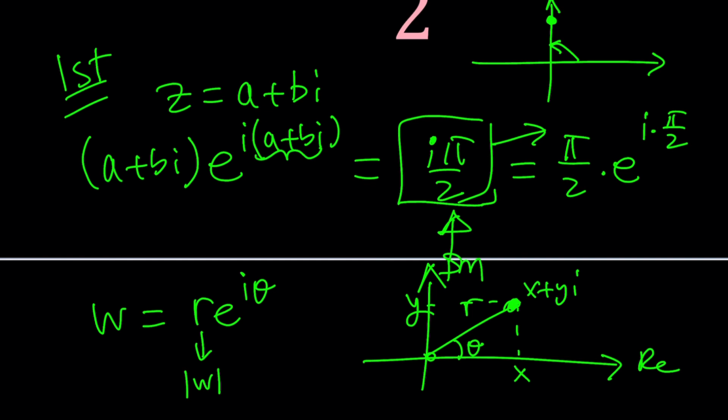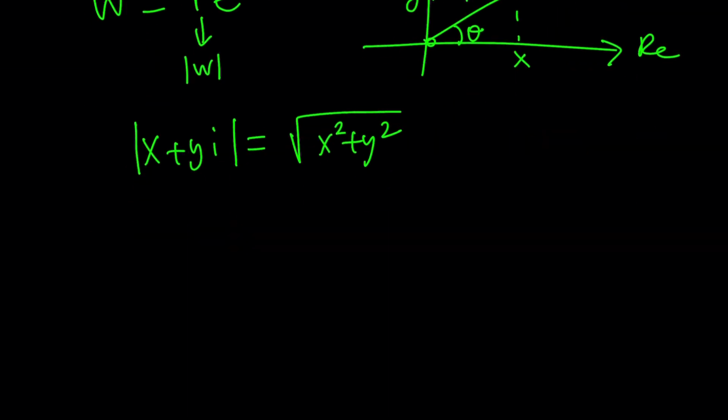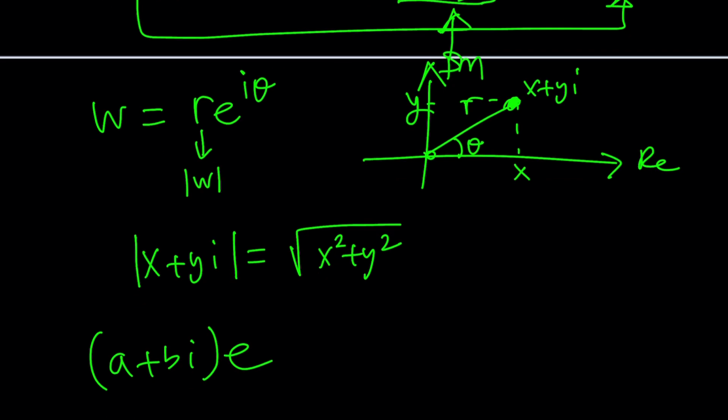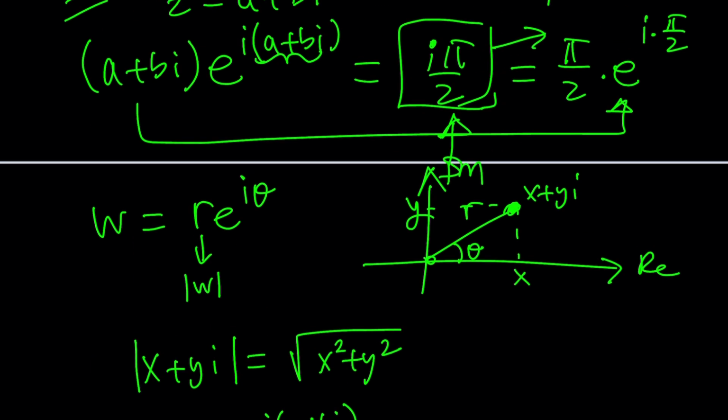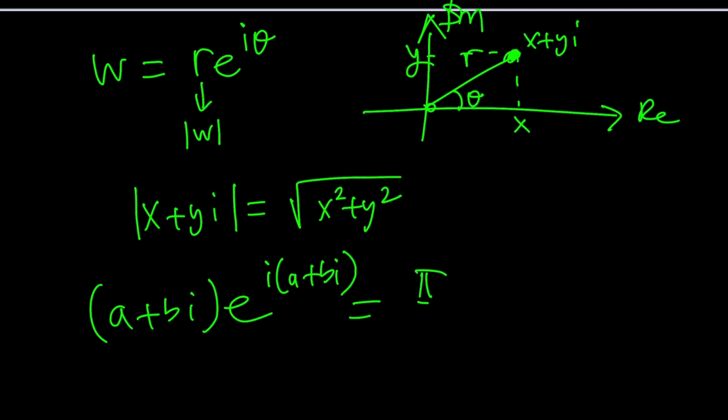So now we can go ahead and maybe compare these two things. Let's try that. We have a plus bi multiplied by e to the power i times a plus bi, and that's equal to pi over 2 times e to the power i pi over 2. So can we safely say that a plus bi is supposed to be pi over 2, and then a plus bi is supposed to be pi over 2?